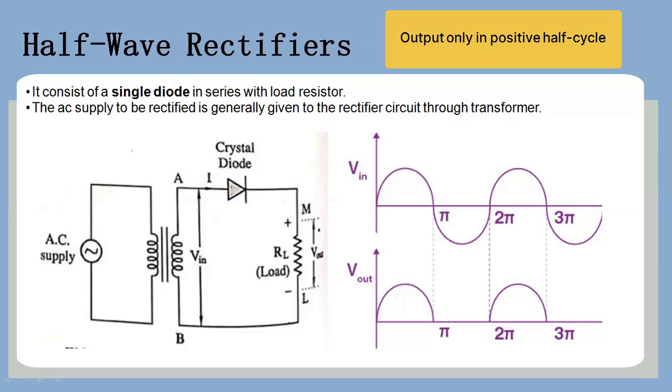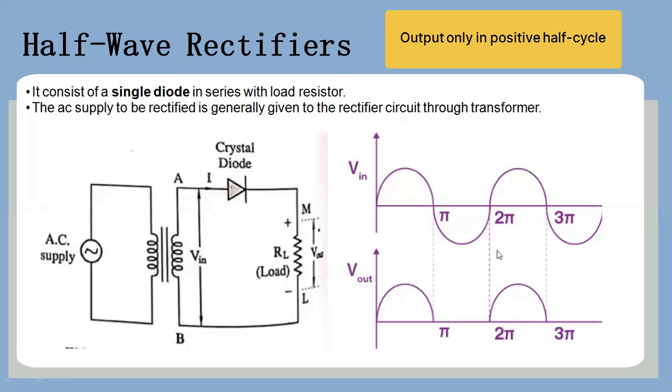On the right-hand side, you can see that we have two waveforms. The first waveform is your input AC signal, that is V in. The second waveform is your output signal, that is V out. In a half-wave rectifier, we are getting the output from 0 to pi, that is, in the positive half cycle. During the negative half cycle, the duration from pi to 2 pi, we are not getting any output.